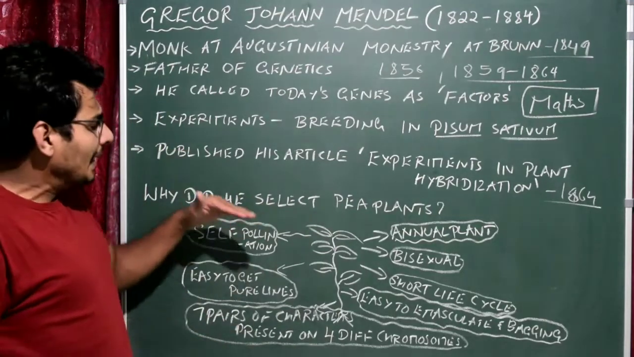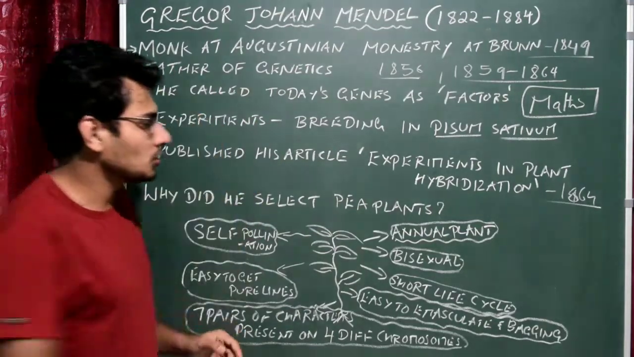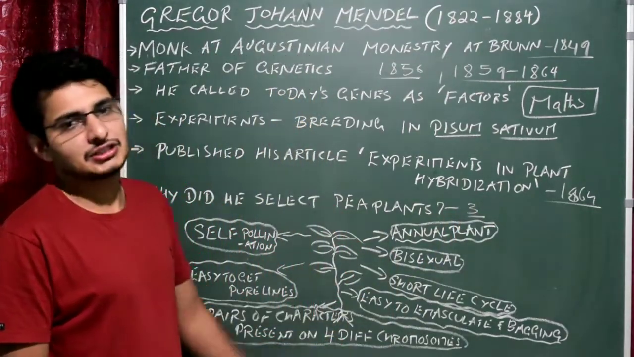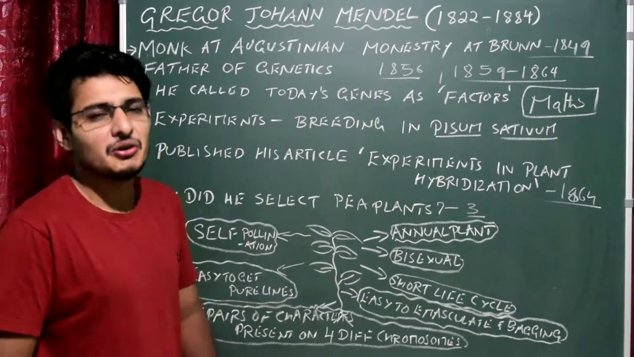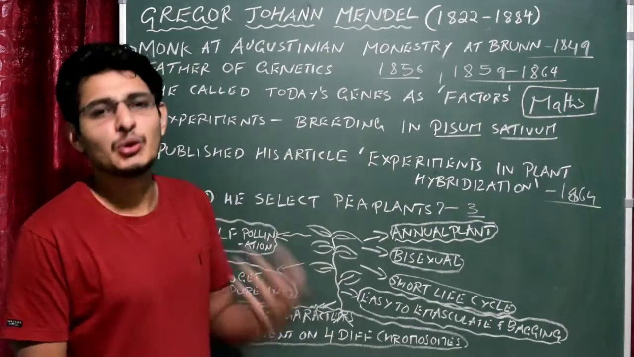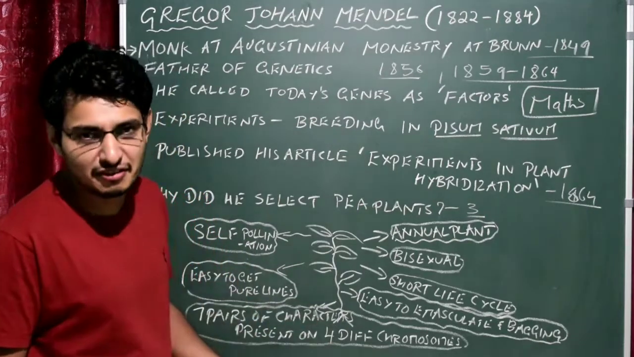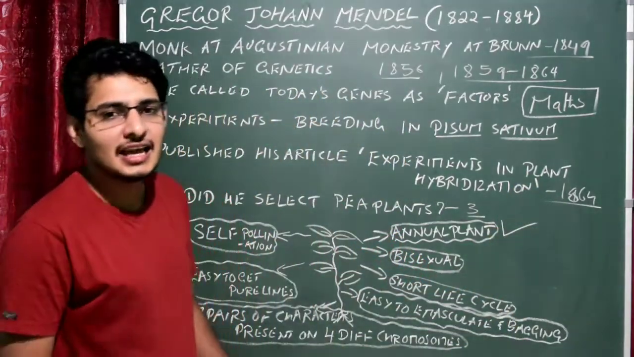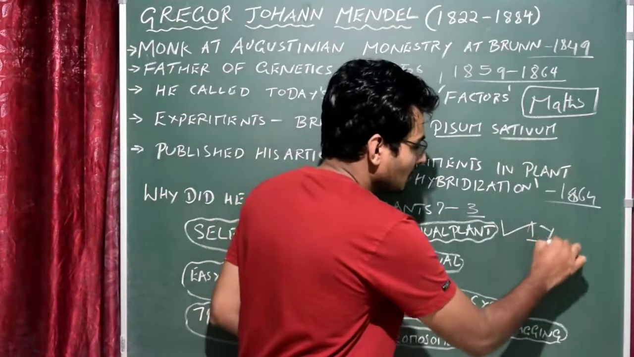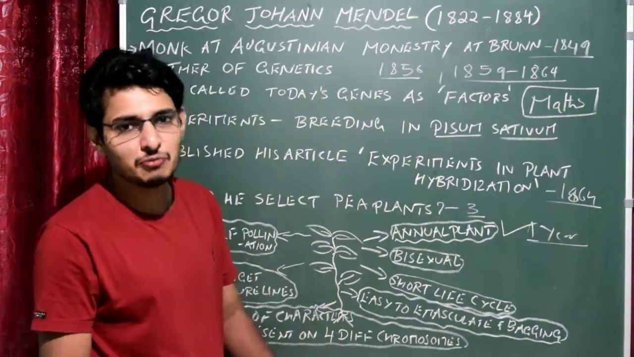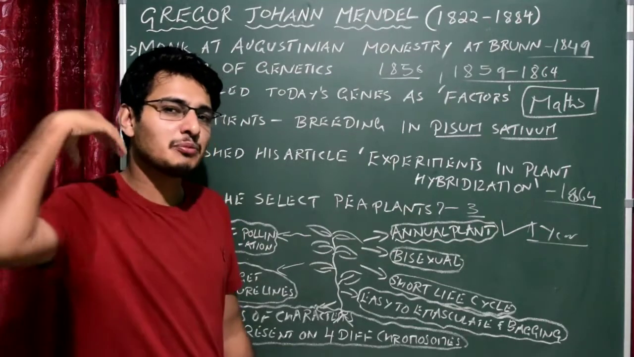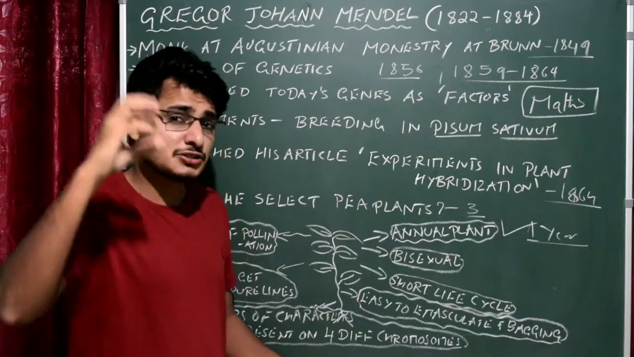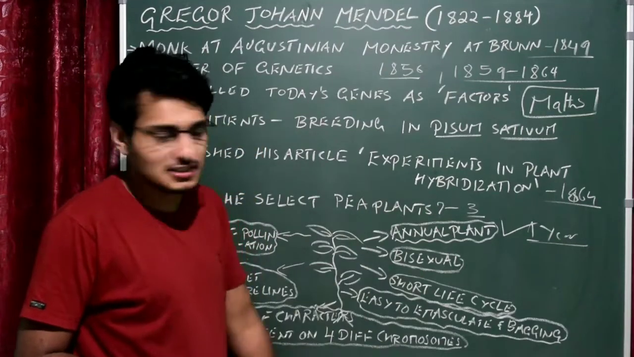Why did Mendel select pea plants? This question could be asked in your board examination. What is the reason behind Mendel's selection of pea plants for his hybrid experiments? Very simple. Pisum sativum is a locally available plant; it is very common everywhere. Moreover, it is an annual plant, which means the lifespan is only one year. It flowers only once in that year, and produces fruits, seeds and flowers only once. That is the reason why he selected it.